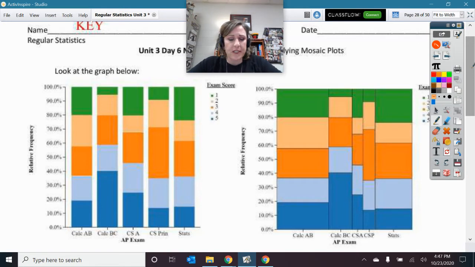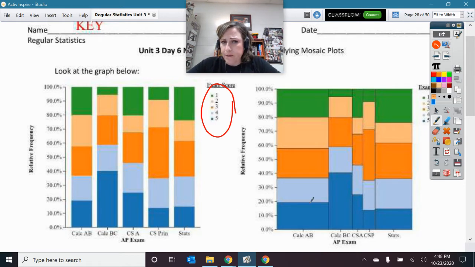All right, so the first thing I want us to do is take a look at these two graphs. These came from, I believe it was 2018 data, actually, no, it was 2019. So it was the 2019 scores for Calc AB, Calc BC, Computer Science A, Computer Science Principles, and Statistics. And these were AP scores, and then the distribution of the exam grades. When you take the exam, you can get a 1, 2, 3, 4, or 5. And so here on the left, we have the distribution of those grades per type of exam.